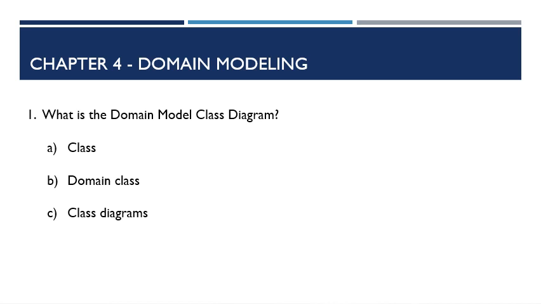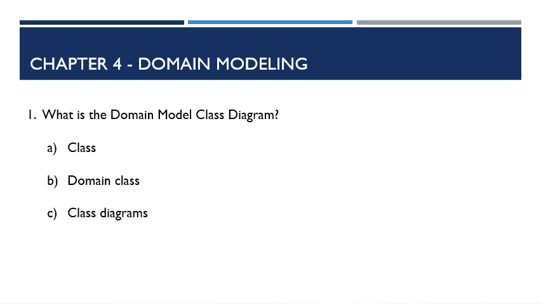Next, we have the domain model class diagram. Now, before we define what a domain model class diagram is, we need to break down the term and define what a class is, what a domain class is, and what a class diagram is. A class is a category or classification used to describe a collection of objects. Each object belongs to a class. Therefore, students like Mary, Joe, and Maria belong to the class student.